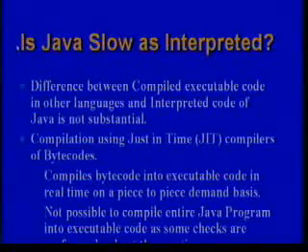There is a certain issue today that Java is slow compared to other languages. Let me look at this slide to understand the discussion. The difference between compiled executable code in other languages and interpreted code of Java is not substantial. Compilation using a just-in-time compiler compiles bytecode into executable code in real time on a piece-by-piece demand basis. What exactly are we talking about? People claim that Java is not as fast, but today we have a feature called just-in-time compiling that takes care of this type of drawback.